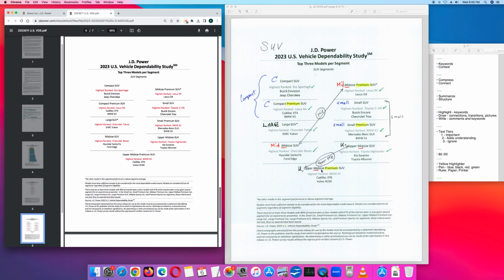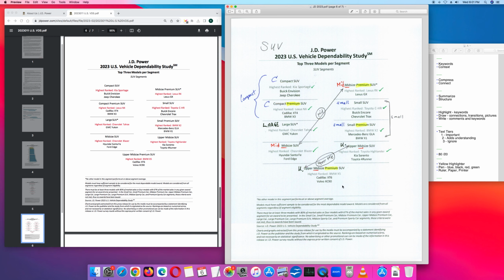And then at the bottom, you have upper mid. So right column bottom right is upper mid-size SUV, highest ranked is Toyota Highlander. And then at the very bottom is premium upper mid-size SUV, highest ranked is BMW X5.